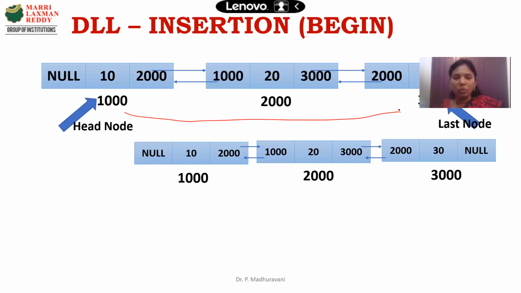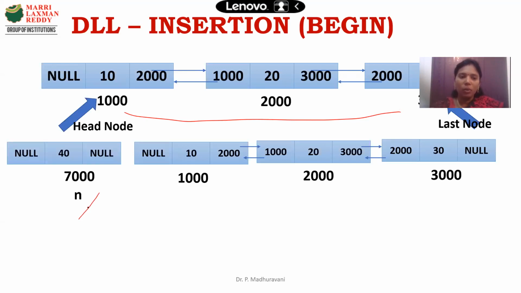Now, take a new node, allocate memory and refer to that memory with the name n. Insert the data value as 40 and make the next reference null and the previous reference null. Initially, it is not pointing to any other node in the list. Now, you need to attach this node before the head node. Here, 1000 is the head node earlier.